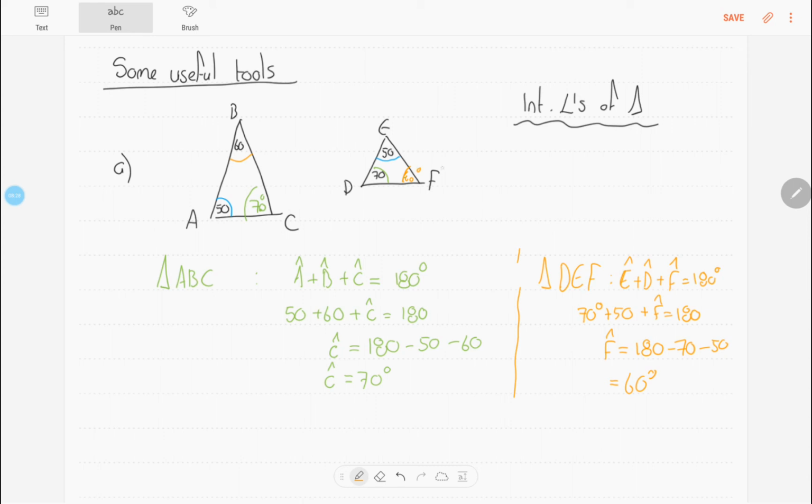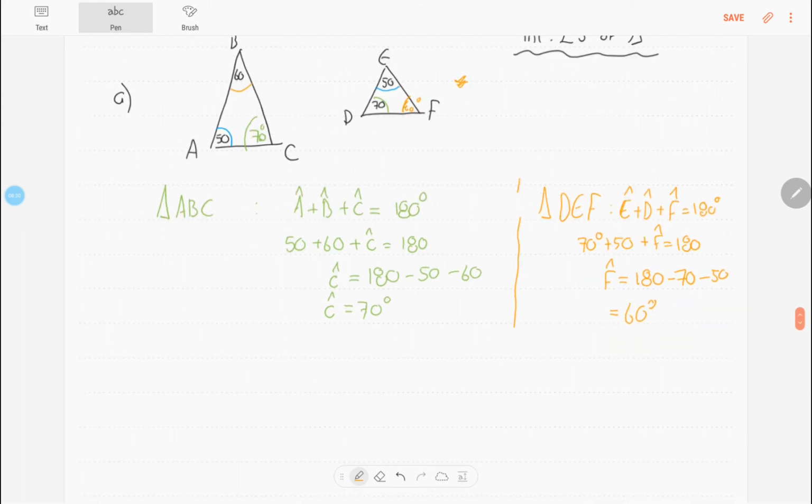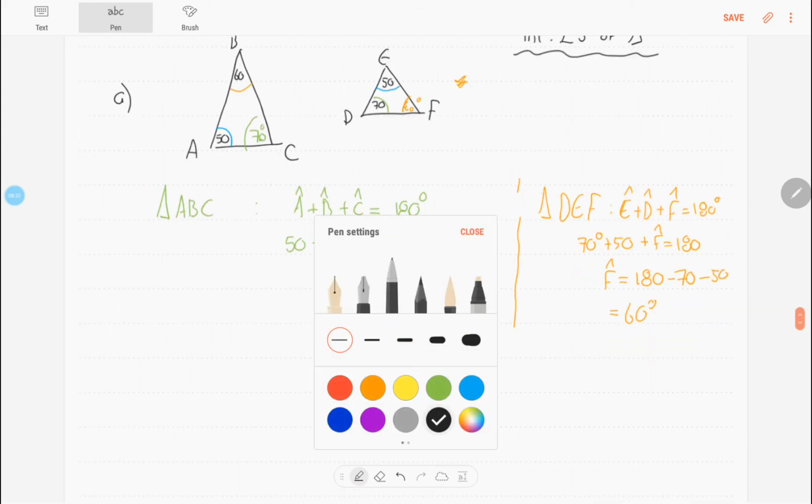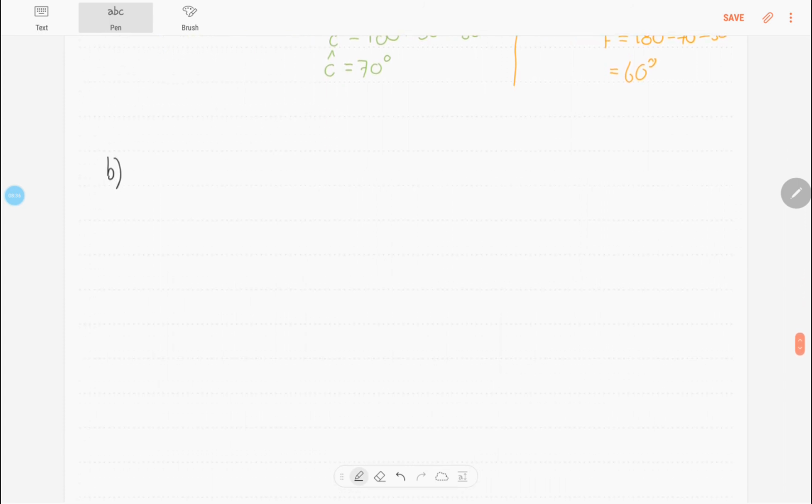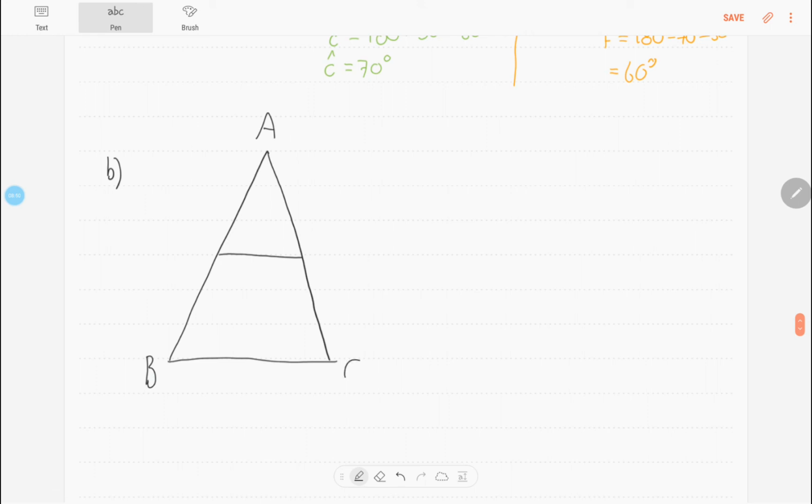So I've seen this often in tests. They like to do it. That's why I'm mentioning it now. And the other thing that I see often is when they give you a big triangle, and then inside that triangle, they put another triangle. So they do something like this. And they ask you to prove that they are similar. So it's obviously not congruent because the one's inside the other one, right? So they can't be the same size.